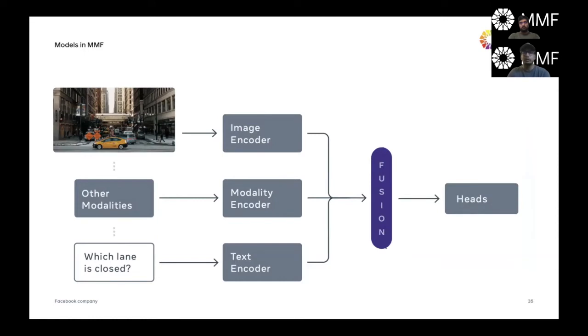So the output of the fusion is fed into a head. The head can be either a classification head or a pre-training head, depending upon the task, or maybe also some other type of heads. For example, for image captioning, you will need a generative head.